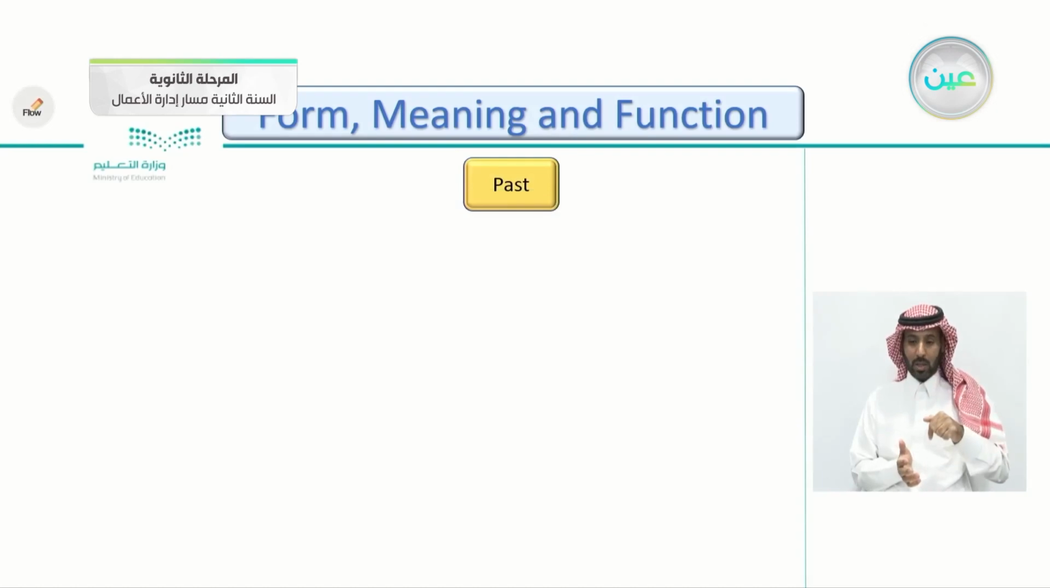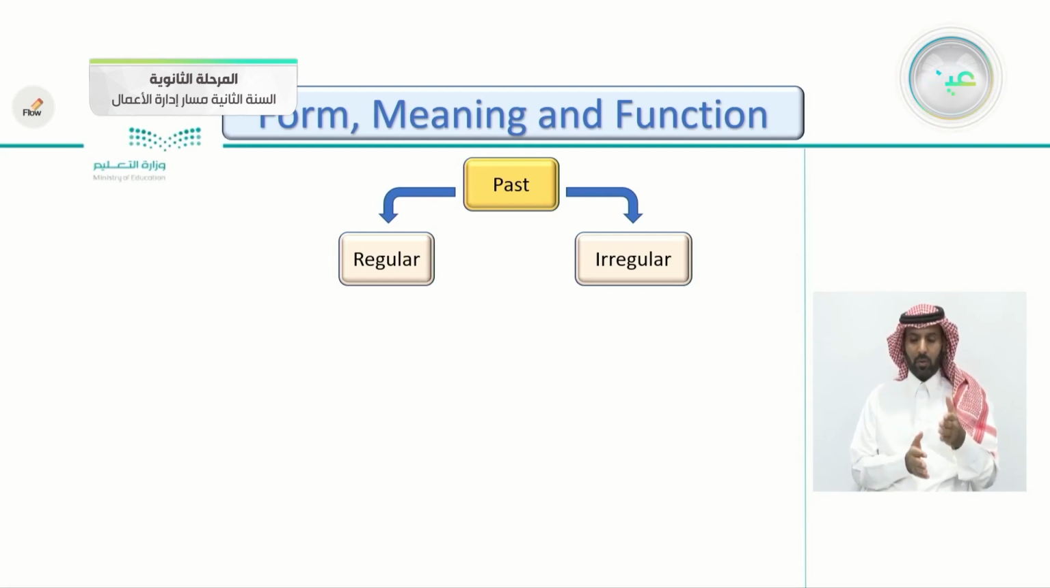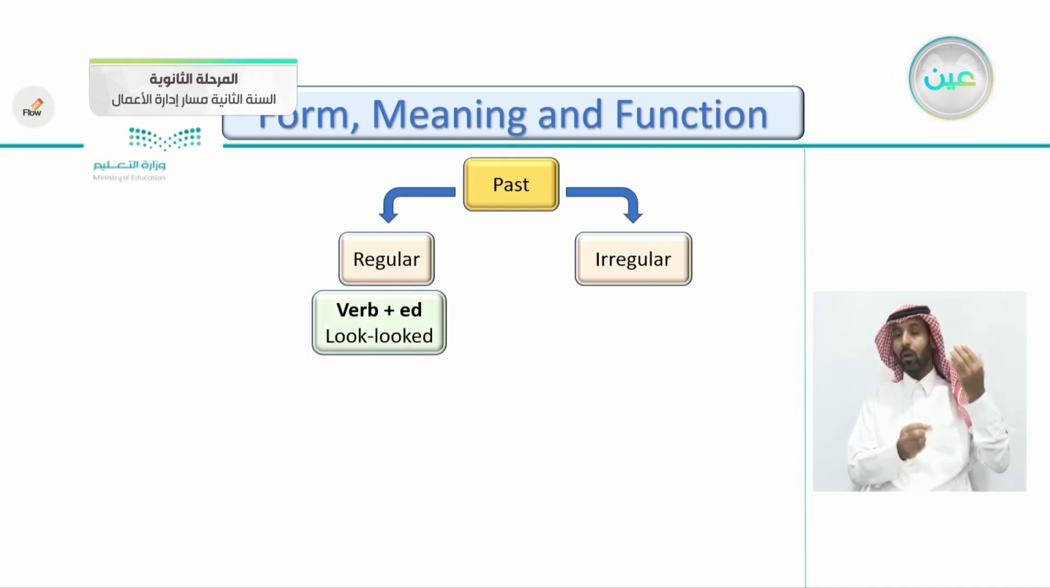So this is the past tense, the verbs in the past tense. We have two ways of writing them and reading them: regular and irregular verbs. Let's take first the regular. The regular verbs are the verbs when you want to make them into a past, you just add ed. For example, look and looked.